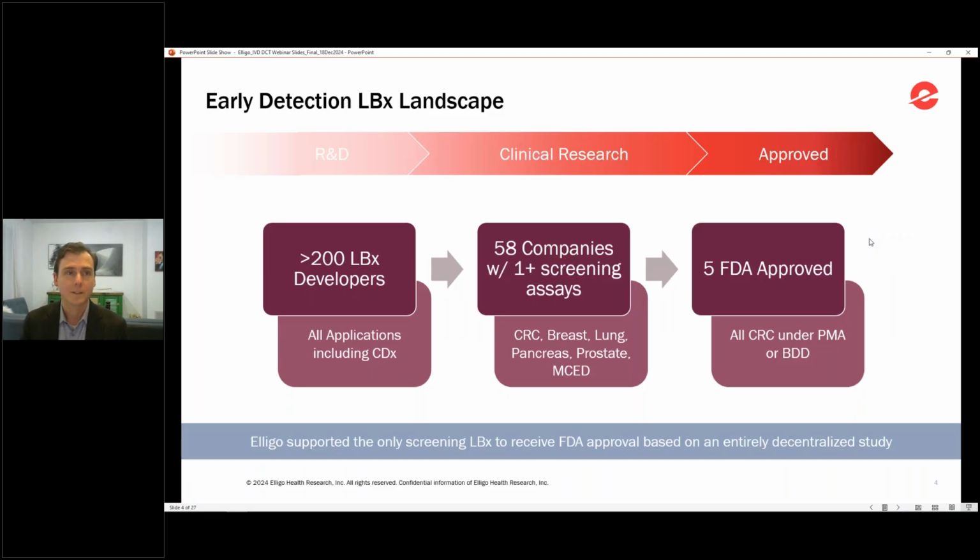In terms of the landscape, we know that there are over 200 different liquid biopsy developers out there. We didn't classify everything today specifically on screening, but we do know that of those 200, 58 are actively participating in clinical studies, either doing analytical validation or clinical validation, et cetera. And they each have at least one or more screening assays. But even though there's all that development and innovation going on, there are only 5 FDA approved devices currently. I think that's going to change in the future, but all 5 of those are colorectal cancer based.